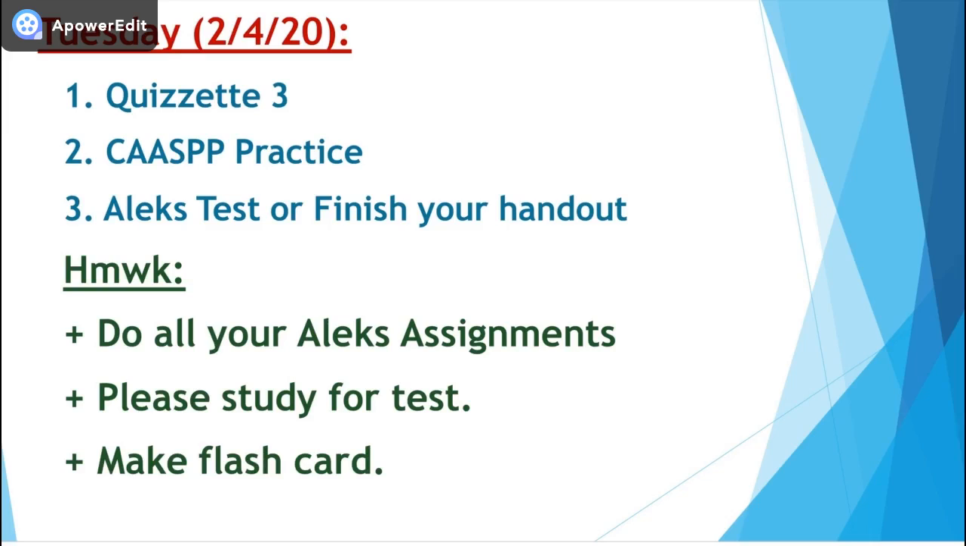We're gonna go over Quizlet 3 and then CAS practice. Then we're gonna go to ALEKS practice test. There's no handout for you guys, so don't worry about the handout. Okay, make sure you do all your ALEKS assignments and study for your test. Make flashcards. Do your practice test at least one time.